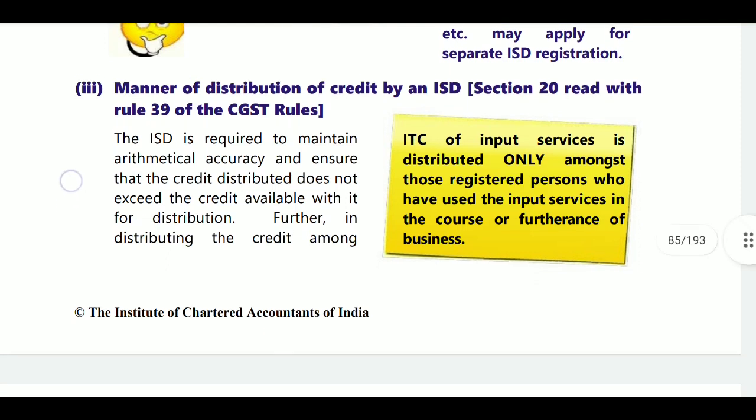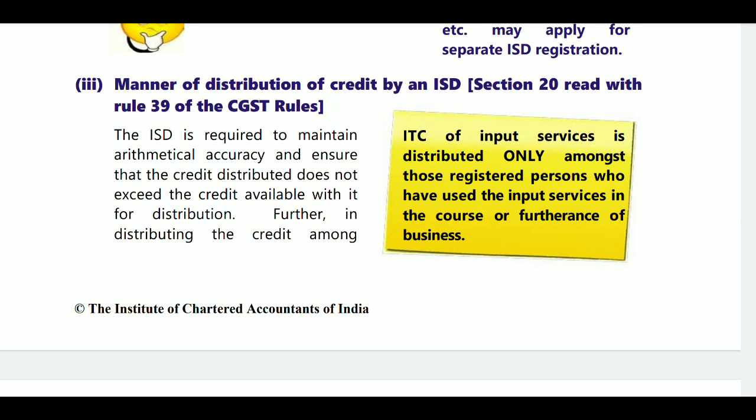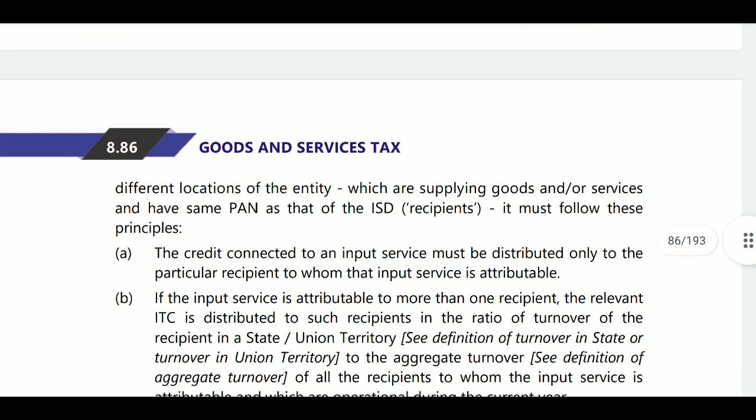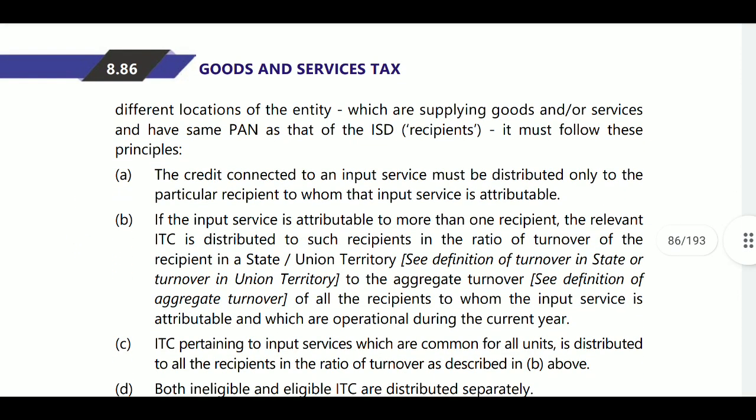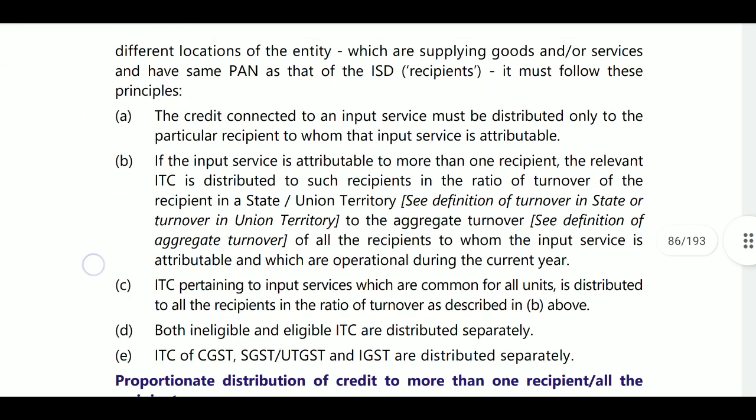ISD is required to maintain arithmetical accuracy. He will maintain arithmetical accuracy for how much amount he is distributing and how much is required for distribution. He must ensure that the credit distributed does not exceed the credit available. Whatever credit exists, the amount he distributes must not exceed this existing credit. Further, in distributing credit among different locations of the entity which supply goods or services and have the same PAN as the ISD, he must follow these principles.